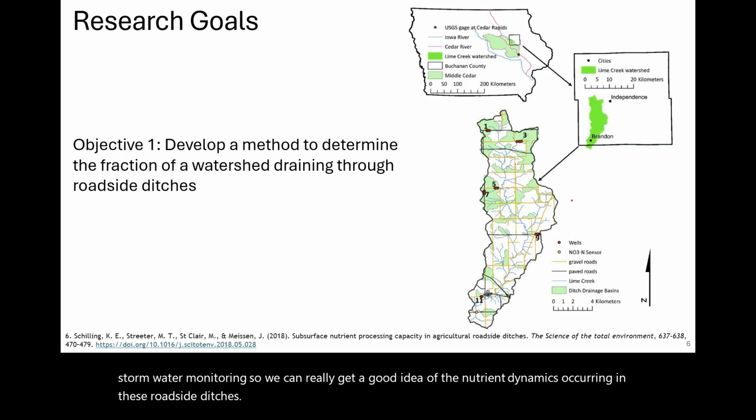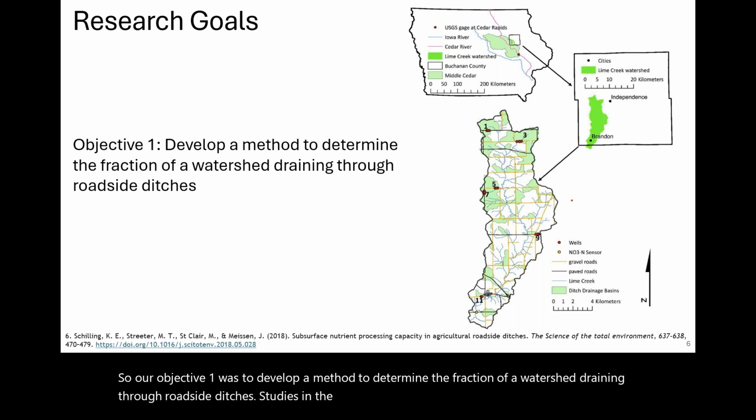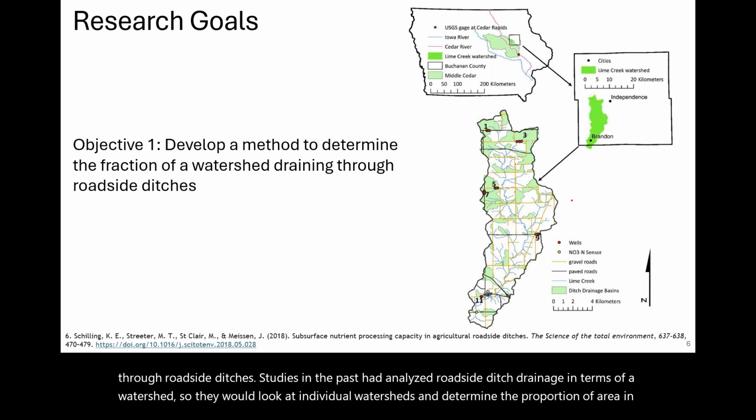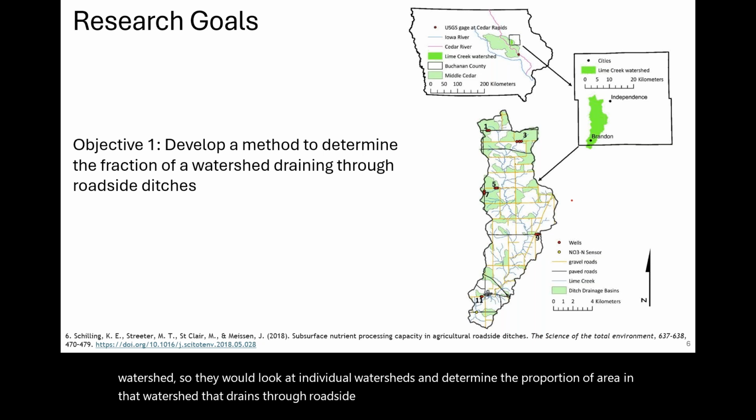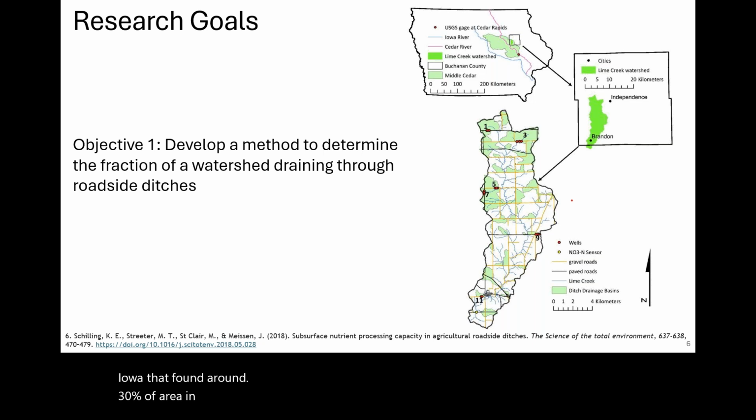So our objective one was to develop a method to determine the fraction of a watershed draining through roadside ditches. Studies in the past had analyzed roadside ditch drainage in terms of a watershed. So they would look at individual watersheds and determine the proportion of area in that watershed that drains through roadside ditches. Studies in the past have used different methods to get at this, but this is one of the studies from the Lime Creek watershed in Iowa that found around 30% of area in this watershed was draining through roadside ditches.